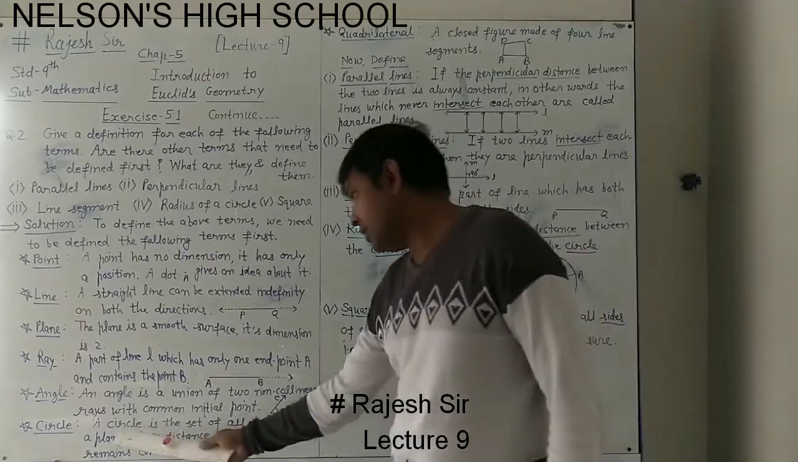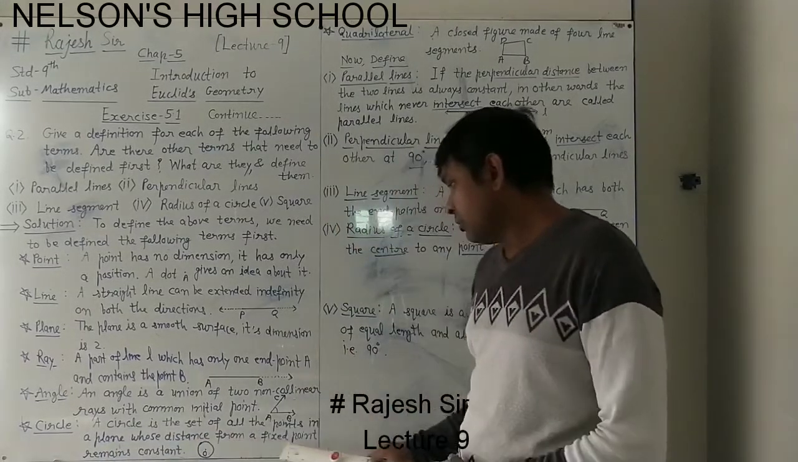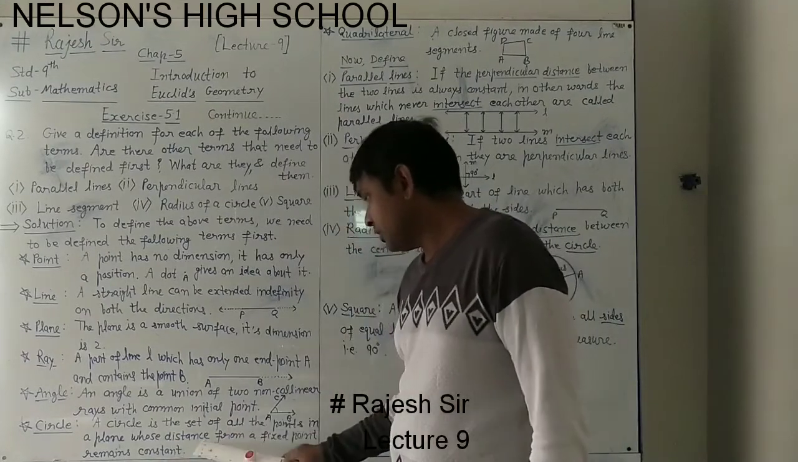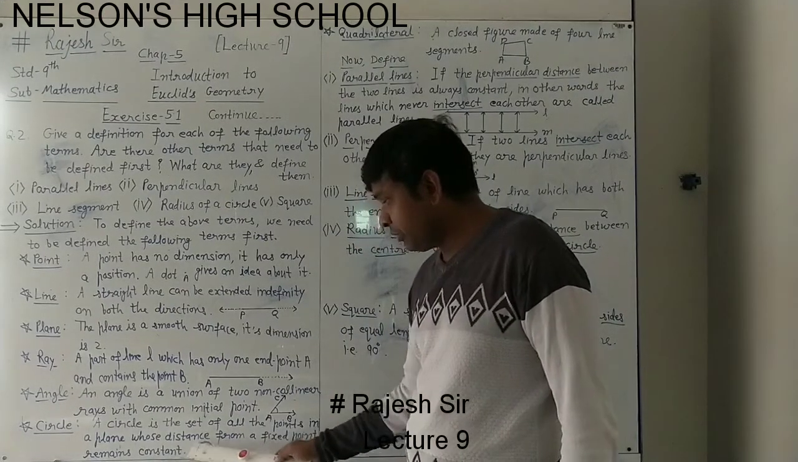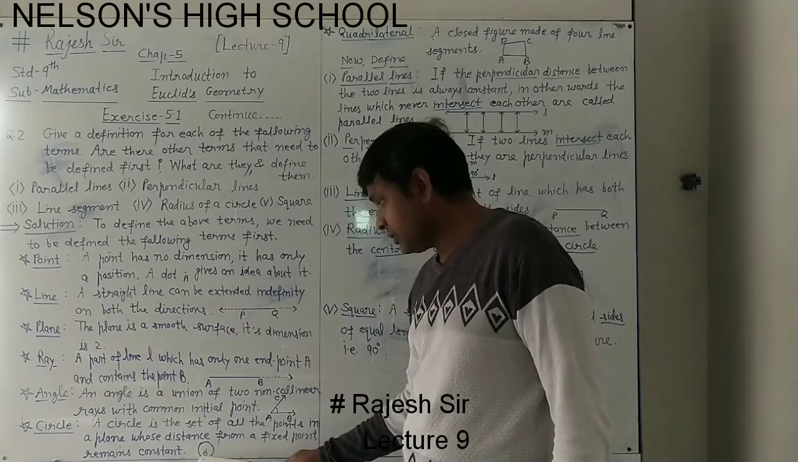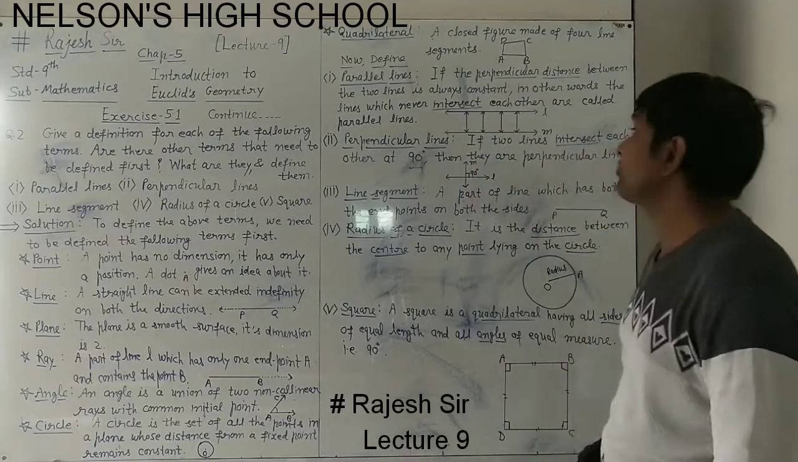So once again, a circle is the set of all the points in a plane whose distance from a fixed point, like here from point O, remains constant. So if you see any point of the circle, the distance to this fixed point will always be constant. So this is the circle definition.